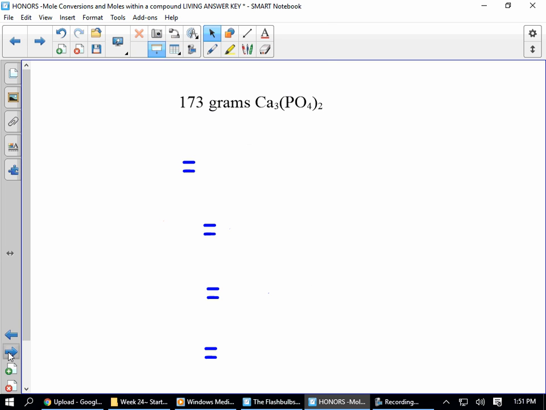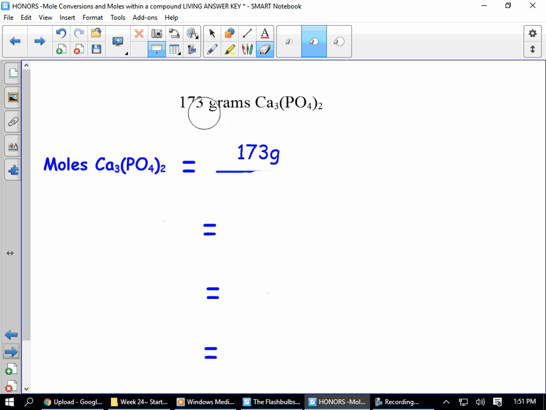All right, again, you're going to start by putting everything you know into moles. So I'm going to take my mass here, put it over the formula weight of 3 calciums, 2 phosphorus, and 8 oxygen. Nice big number here, we're talking 310. Divide 173 by 310. And you get, very good, 0.56 moles of calcium phosphate.